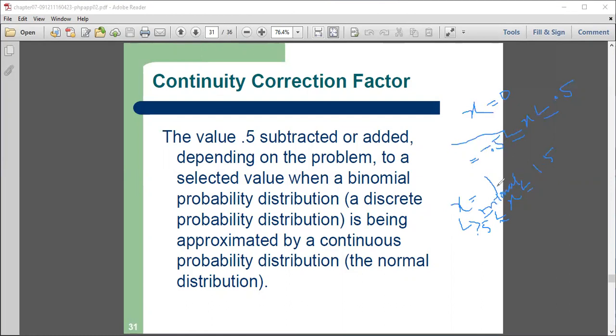So we are subtracting or adding 0.5, depending on the problem, to a selected value when a binomial distribution is being approximated by a continuous probability distribution. So let's move on to the next slide.